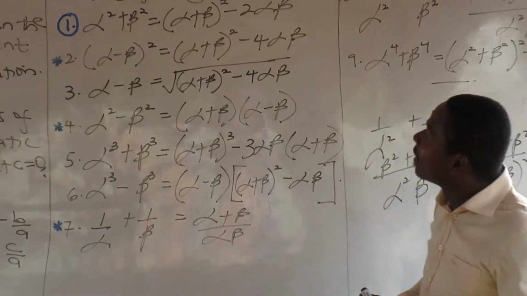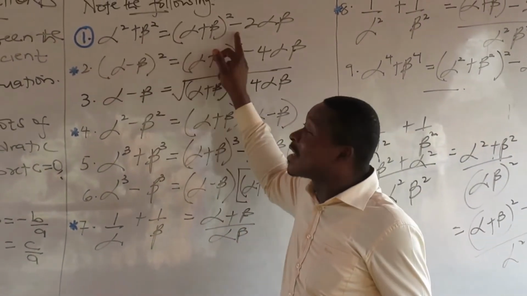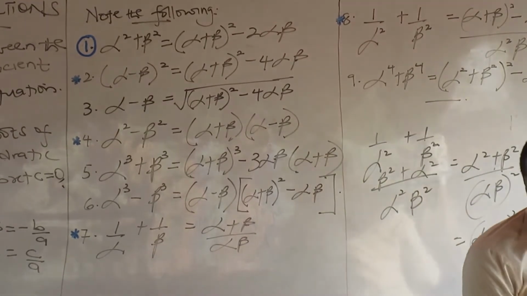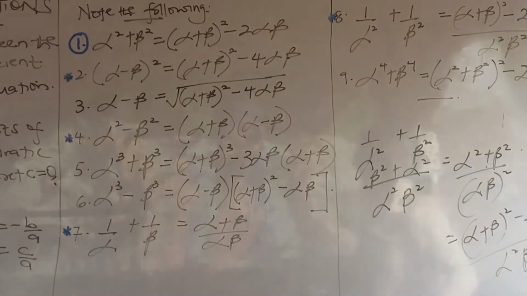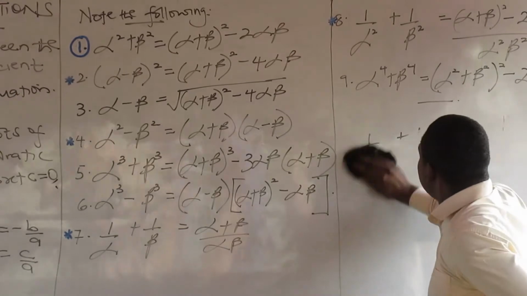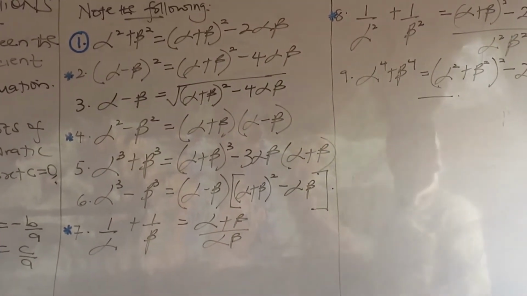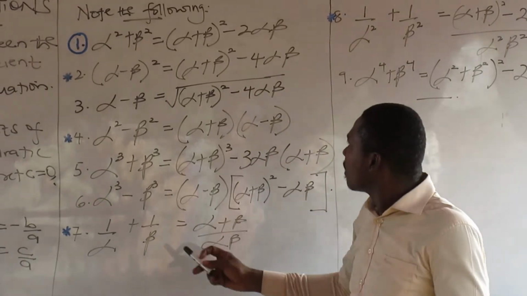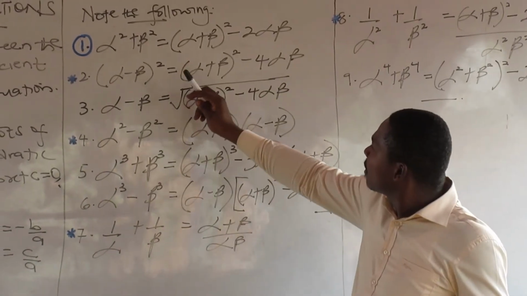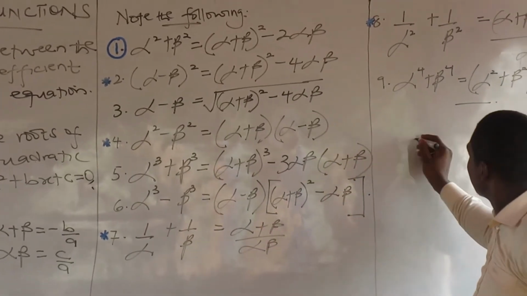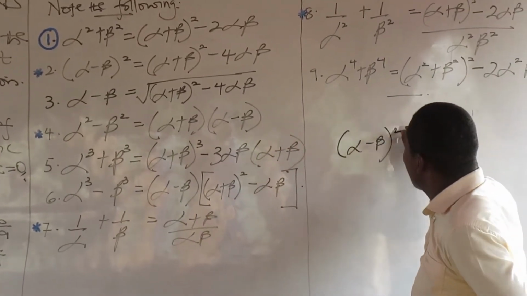We look at it. There's something positive, and you have a negative on the right hand side. So it's not a direct thing, as you see, right? Now the next one. This can also be obtained. Let's see that. Alpha minus beta all squared.